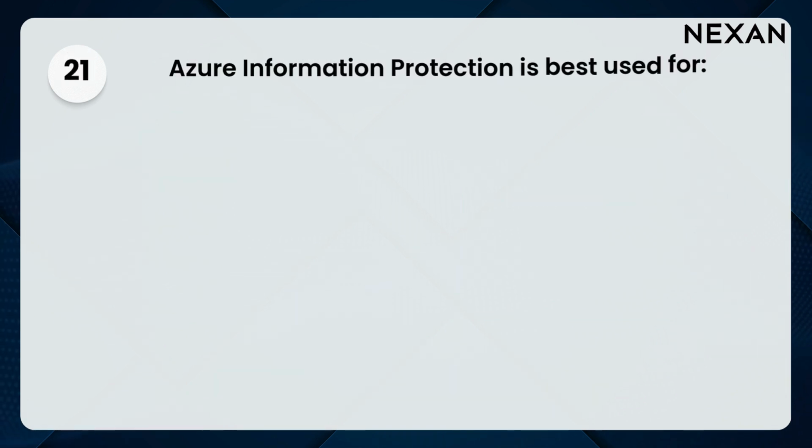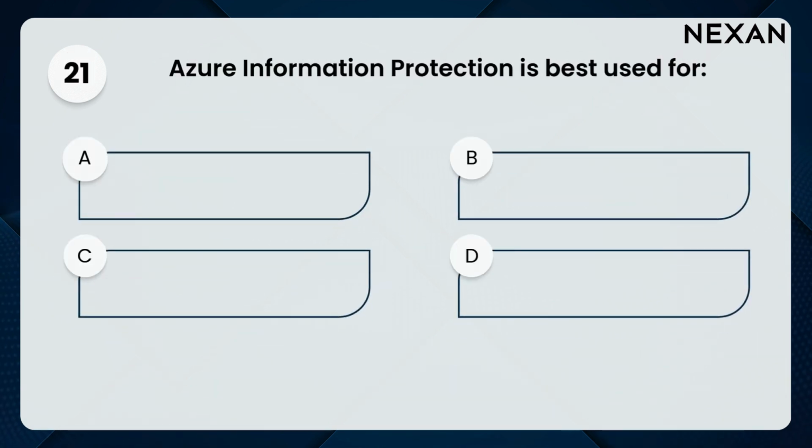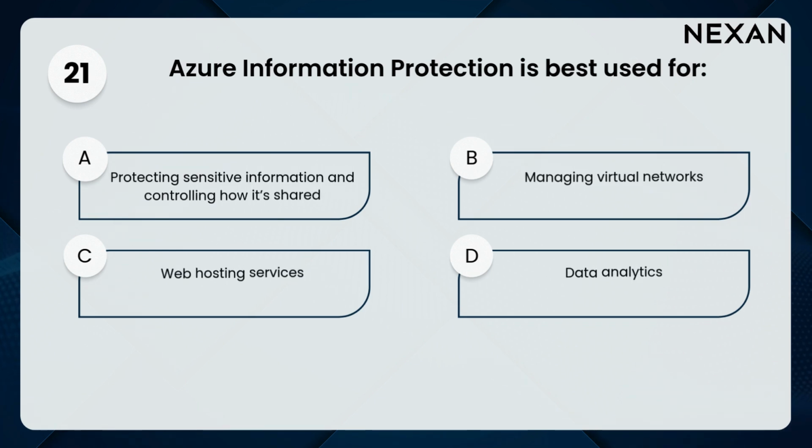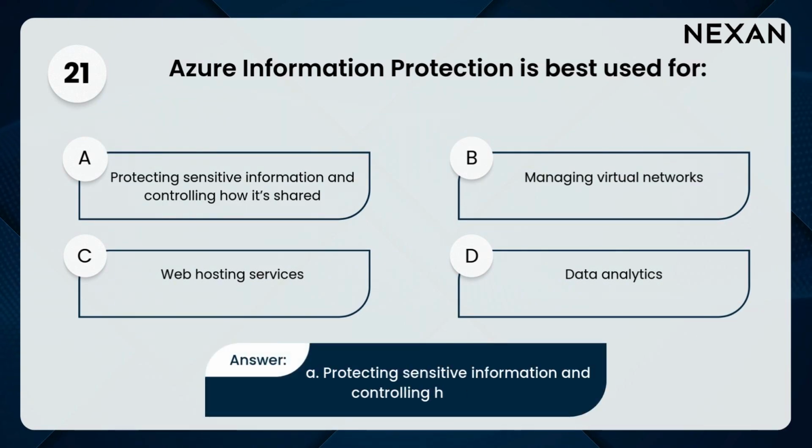21. Azure Information Protection is best used for A. Protecting sensitive information and controlling how it's shared, B. Managing virtual networks, C. Web hosting services, D. Data analytics. Answer: A. Protecting sensitive information and controlling how it's shared.